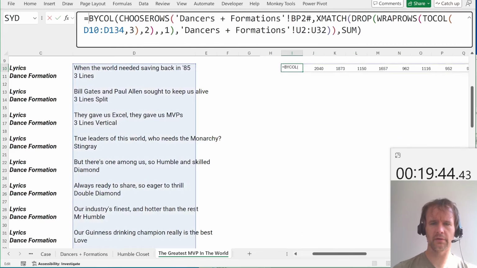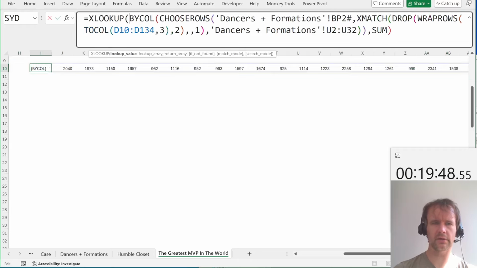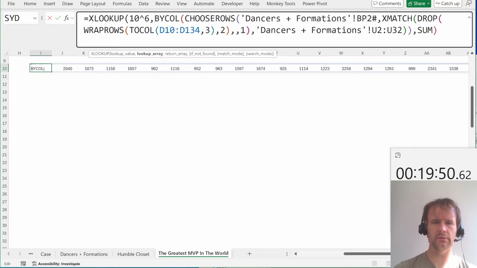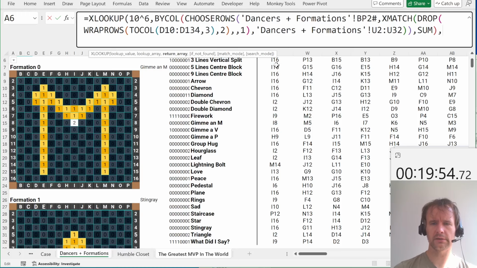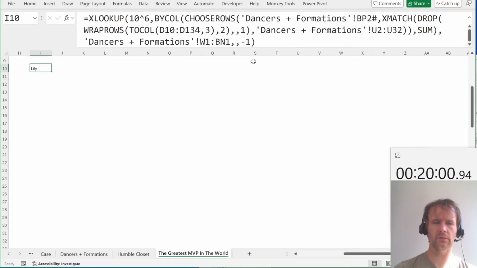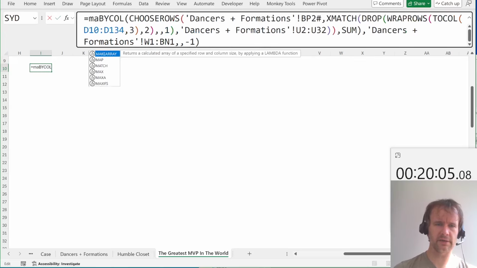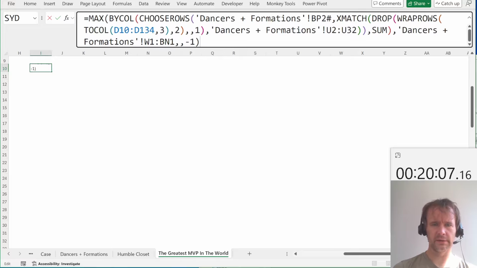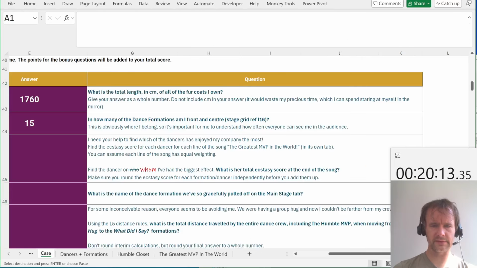And then, let's just see, none of these is bigger than a few thousand, so just XLOOKUP 10 to the 6, my usual go-to in that, returning from the dancer names, exact match or next smaller item. And I think, oh no, sorry, I don't want that. I just want the max of it, because I want to know the maximum ecstasy, not the dancer's name. So then I don't need to return from anything. Okay, I think that's the answer.